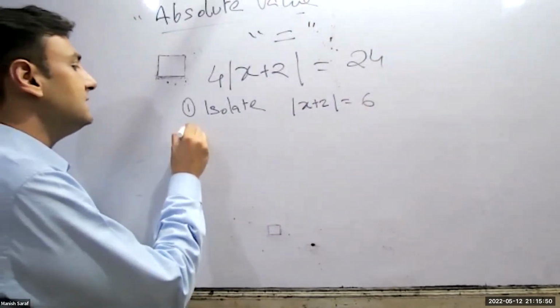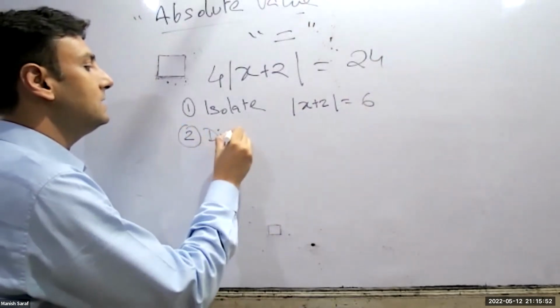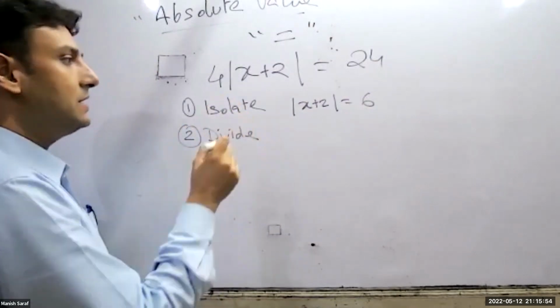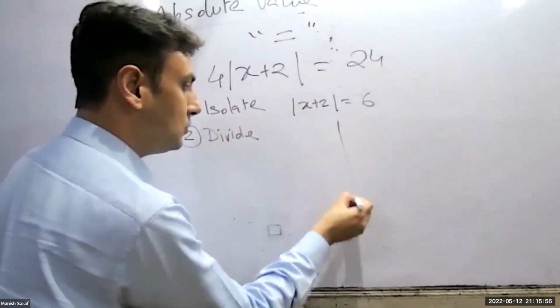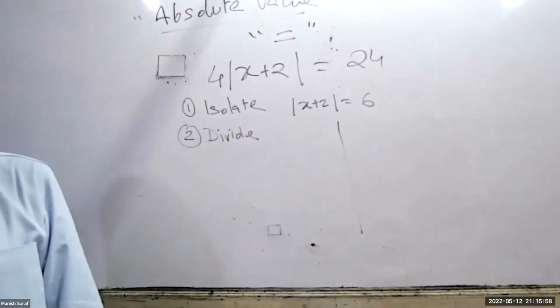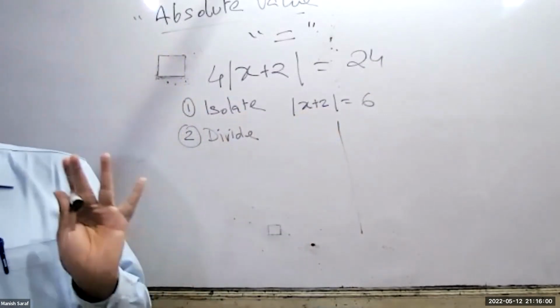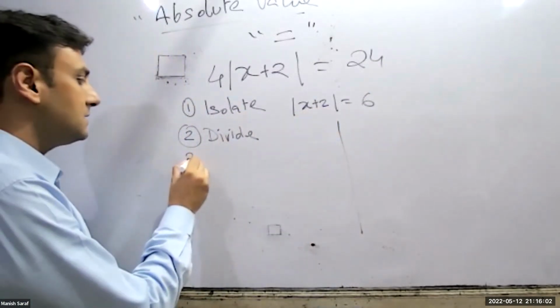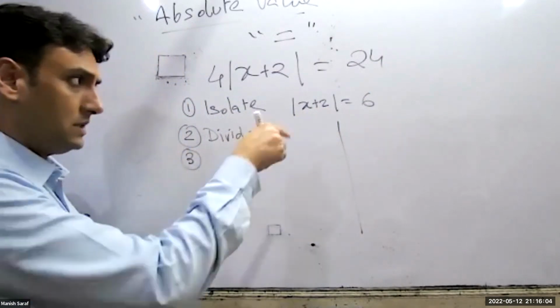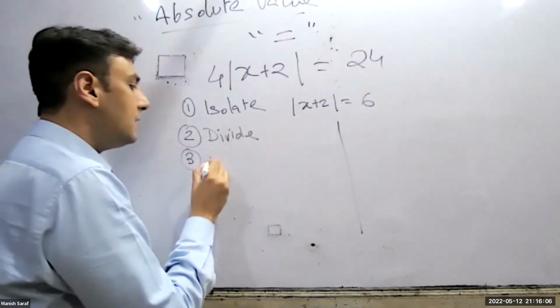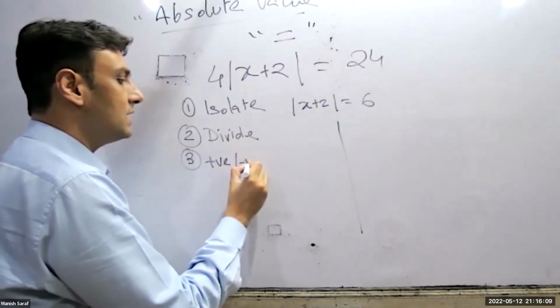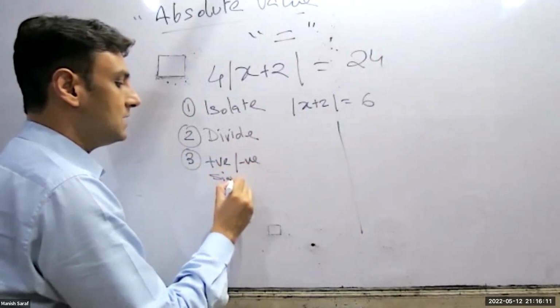After you have done that, the second step is divide the working space. Isolate, divide. So divide the working space in 2 halves. We divided the working space into 2 halves. The third step is, after you have done that division, work with a positive sign in one half and work with a negative sign in the other.